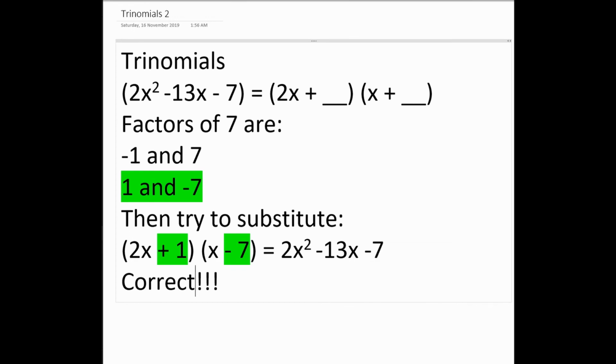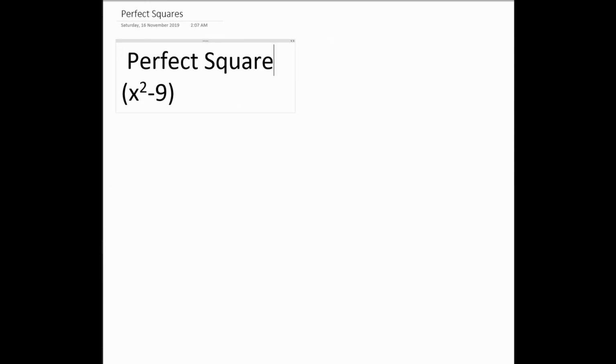Okay, so next one is a special case, which is a perfect square. How do we factor a perfect square? This one is x squared minus 9. Why do we call it a perfect square? X squared is a perfect square because if you take the square root of x squared, the result is x. And for this one, the square root of 9 is 3. Thus, this is the difference of two perfect squares.